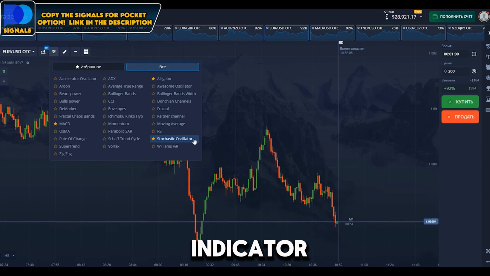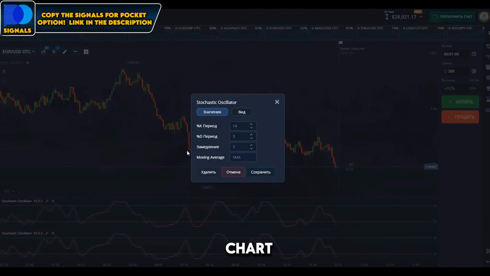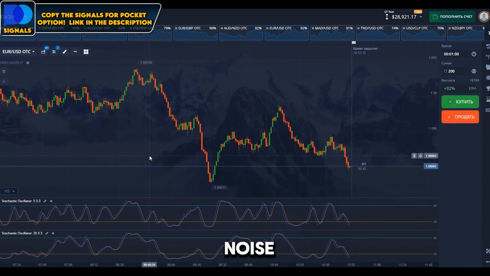So, let's connect this indicator. We double click on it, and after that, 2 identical stochastics appear on the chart. For the first one, we change this value to 5. For the second filtering stochastic, we change this value to 20. It filters out all the noise from the main one.